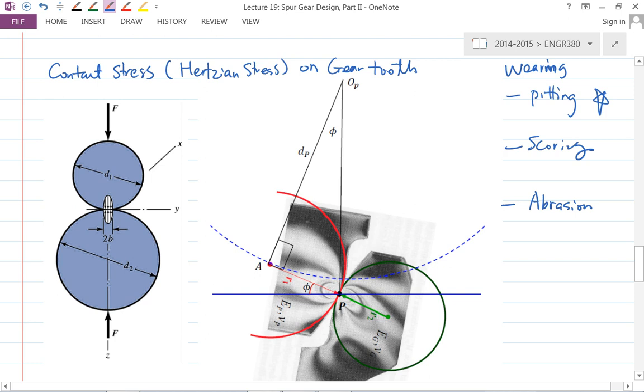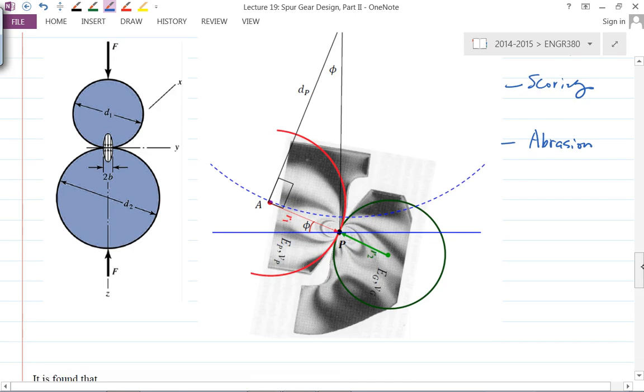Okay, yeah, pitting. So in other words, often later in the equation, instead of calling it contact stress or Hertzian stress, you'll see it's a pitting stress. Okay, you also call it pitting stress. Okay, yeah. So here's the idea of contact stress or the pitting stress.